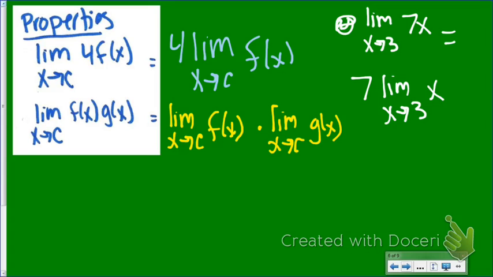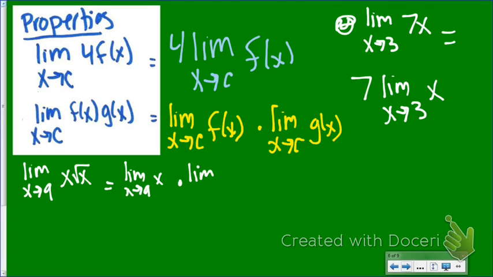So something like that would look like, let's say I have the limit as x approaches 9 of the function x times the square root of x. Well, that would be the same thing as finding the limit as x approaches 9 of x, and then multiplying that by the limit as x approaches 9 of the square root of x. Either way, I'm going to get 27.